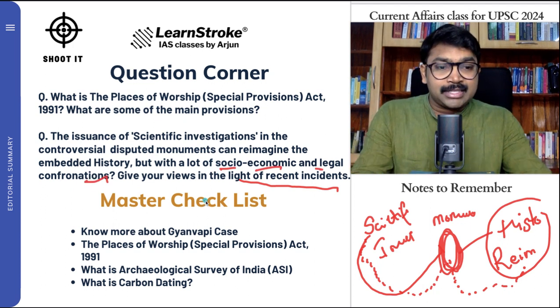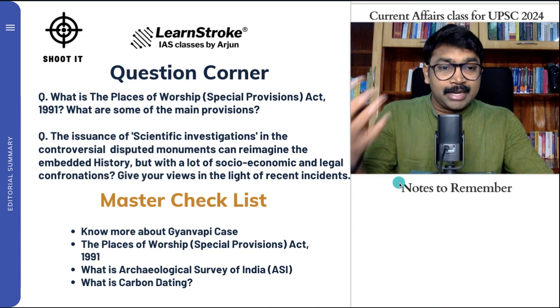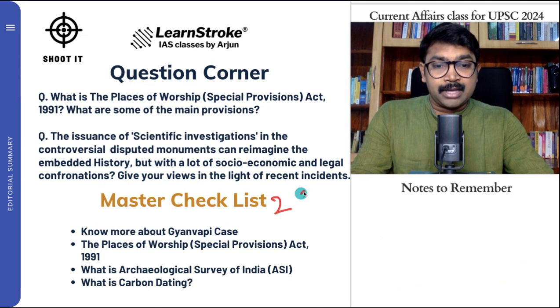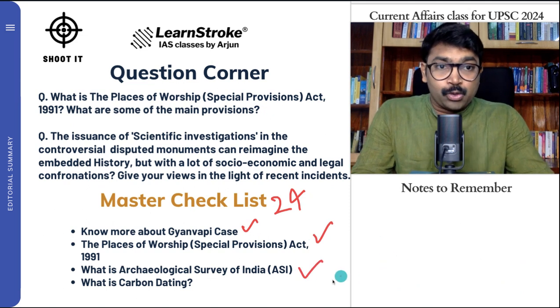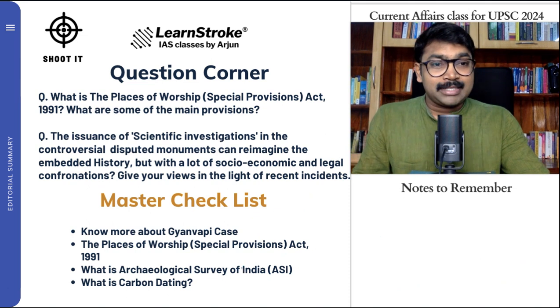So in the light of recent incidents like Gyanvapi, you should explain why this is an important aspect. So for the 2024 master checklist, know more about the Gyanvapi case, what the Places of Worship Special Provisions Act is, what the Archaeological Survey of India is and what its duty is, and what carbon dating is. Please do understand all these important areas.